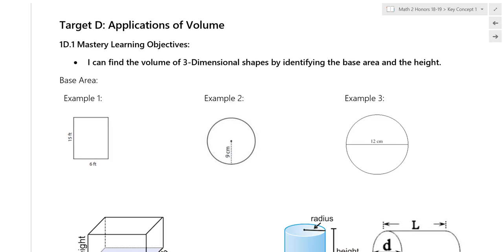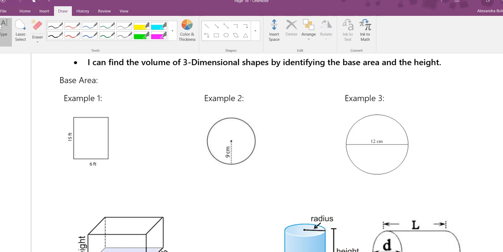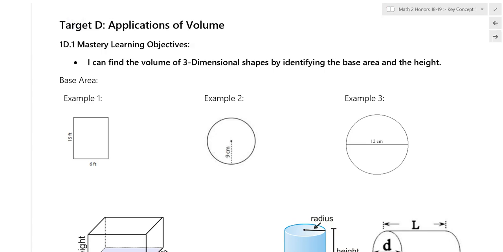Target D now, applications of volume. 1D.1 master learning objective is I can find the volume of three-dimensional shapes by identifying the base area and the height. So, first thing we need to remember is this should just be a review of area.